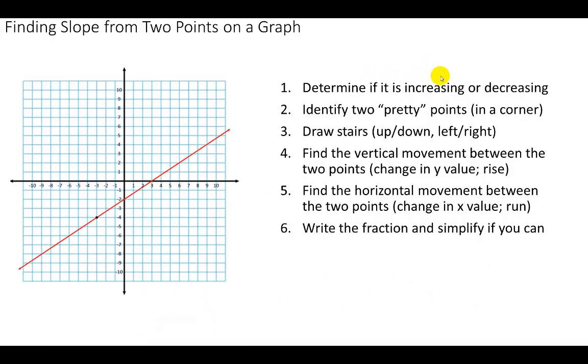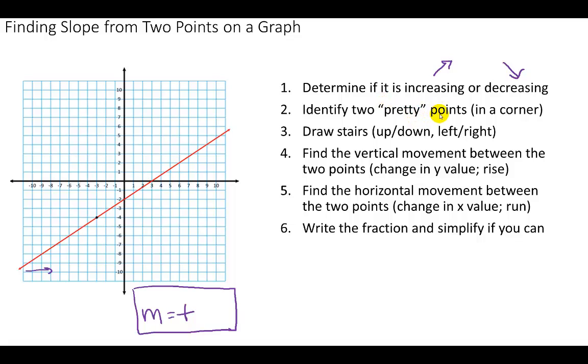We first need to determine if our line is increasing, going up from left to right, or decreasing, going down from left to right. Starting from the left and looking to the right, I see that the line is going up, which tells me my final answer, m, will be a positive something. We have found the sign of our slope. We now just need to find the number, the fraction that goes with it.